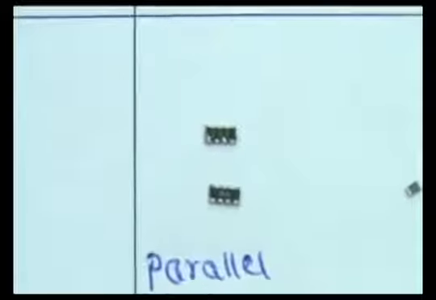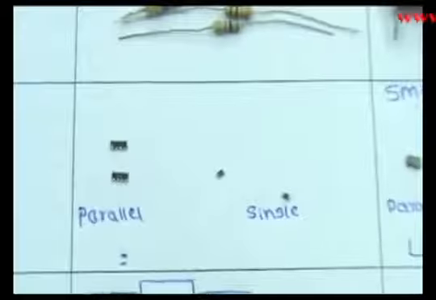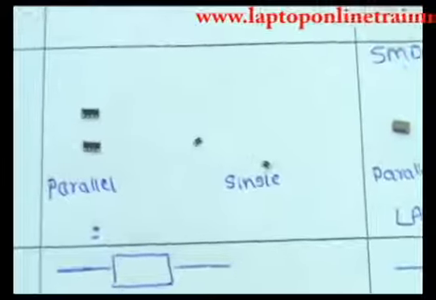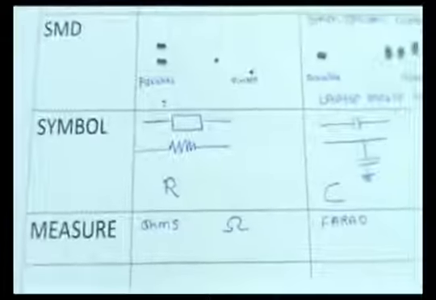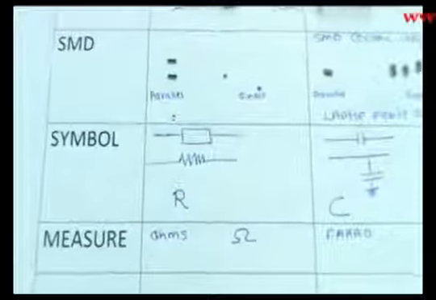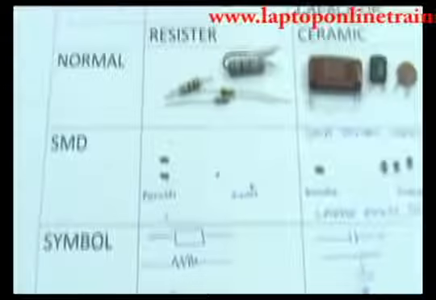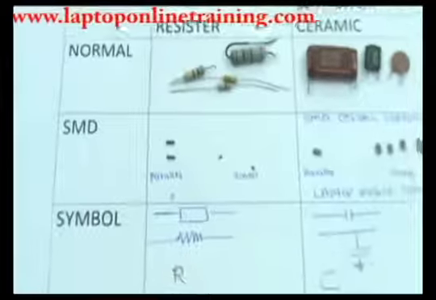It will be like this in a parallel way. Okay, and in series it will be a single resistor, like this, very small. This is the big, old technology. Its symbol is like this, and it is measured in ohms and indicated by R. This is a resistor, normal and SMD.